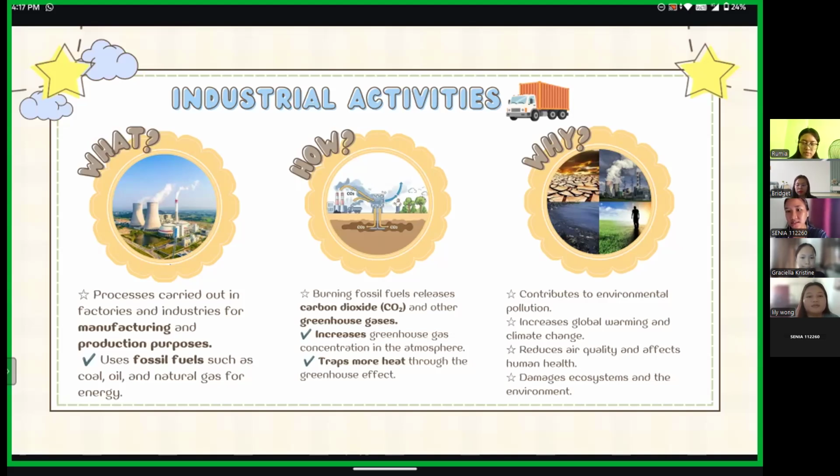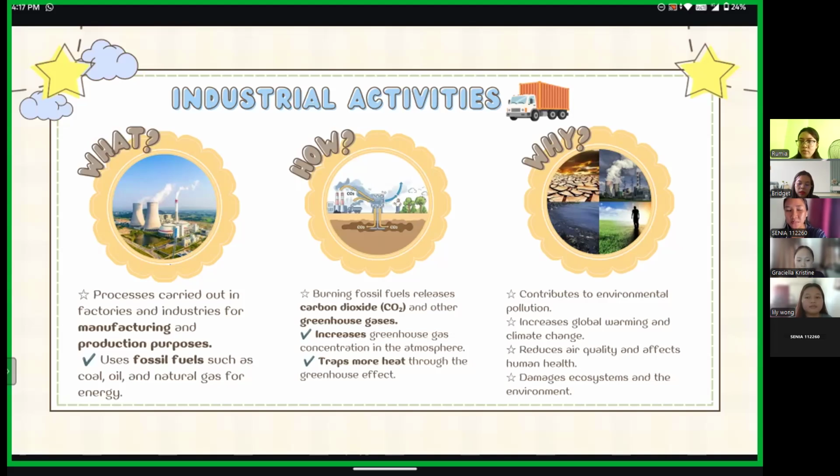This is the causes of global warming. And why do industrial activities give a negative impact to global warming? This is because industrial activities are a major cause of global warming because they release a very high amount of greenhouse gases into the atmosphere. These gases trap heat and increase the earth's temperature over time.